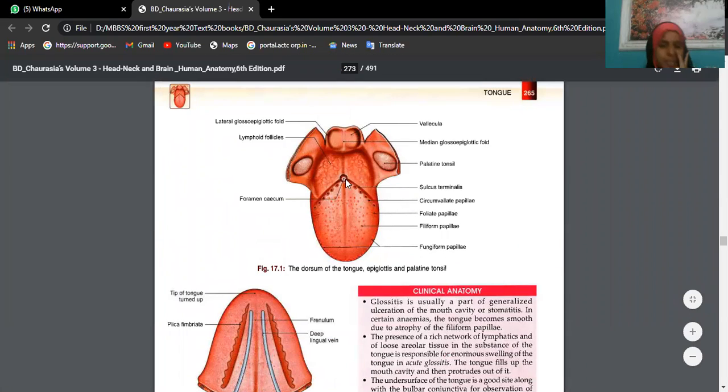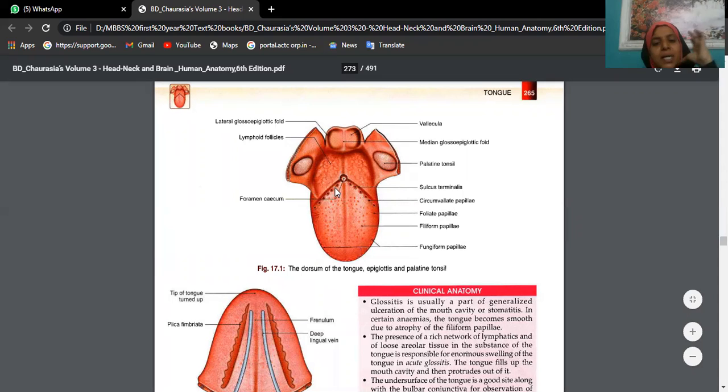Okay. So this is the dorsal surface, the dorsum of the tongue. The under surface is the ventral aspect of the tongue. When you look at this tongue, we have base, then tip. The whole of the tongue is divided into two parts, the oral part and the pharyngeal part. Both of them are separated by a sulcus, which is sulcus terminalis.